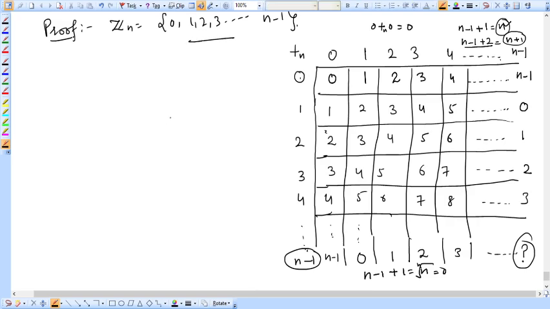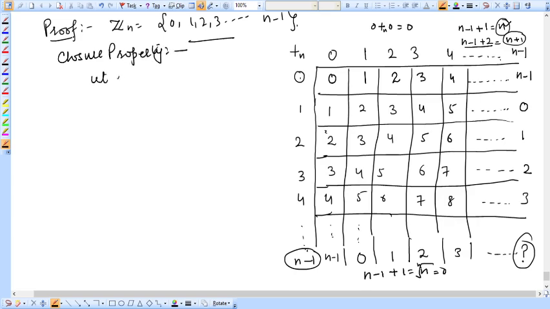Okay, so now we are going to prove that this is a group. For a group, we are going to prove all 4 properties. In fact, we are going to prove it is an abelian group, so we will have to prove one more property, which is the commutative property. So let's start with the closure property. Property number 1, closure property.